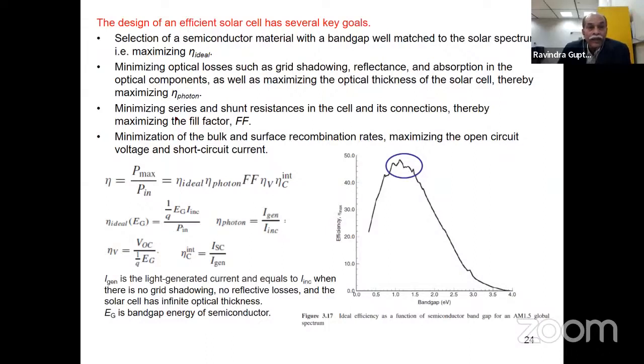Another thing is the series resistance and shunt resistance should be low, and therefore the fill factor will be high. And minimizing the bulk and surface recombination rates will increase the open circuit voltage as well as short circuit current. So these are the parameters to improve the solar cell efficiency.